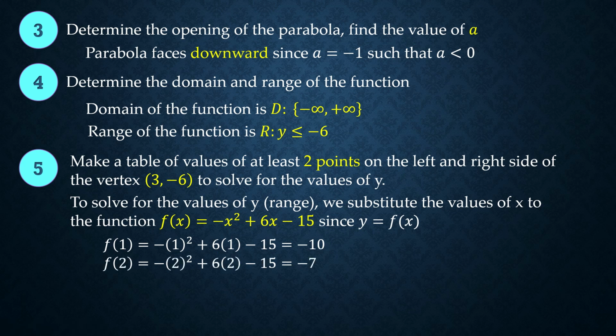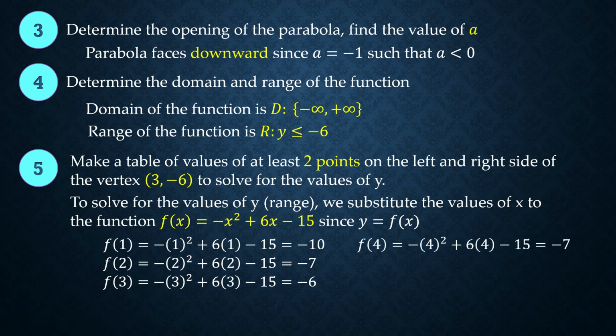If x is 2, the square of 2 is 4. So negative 4 plus 12 minus 15 is equal to negative 7. Recheck using a calculator. F of 3, when x is 3, 3 squared is 9, with the negative sign. So negative 9 plus 18 minus 15 is equal to negative 6.